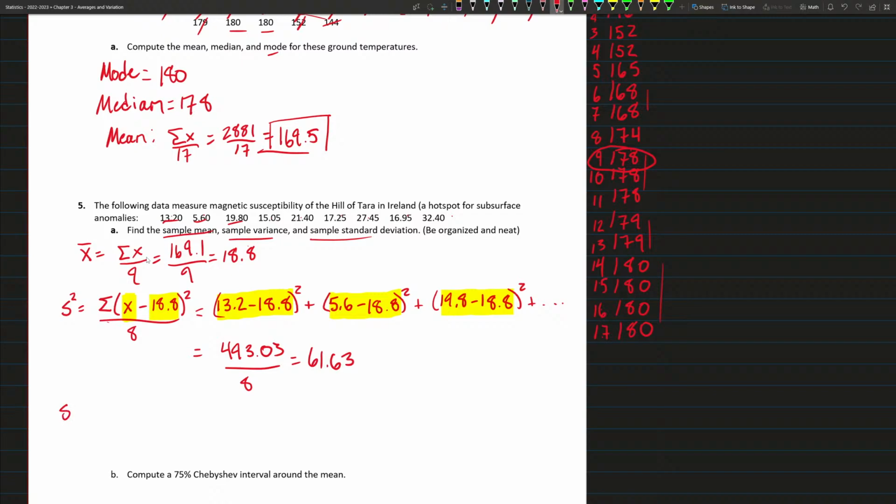So that's just S, which is the square root of S squared. That's the square root of 61.63, which is 7.85. So 3 answers. We have our sample mean, our sample variance, and then our sample standard deviation.